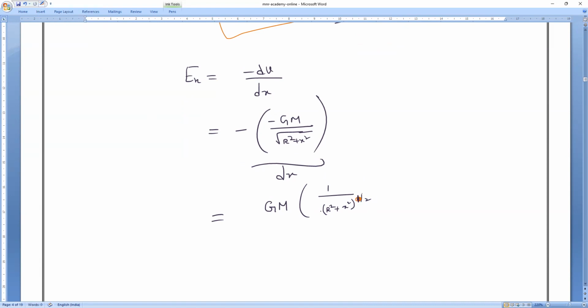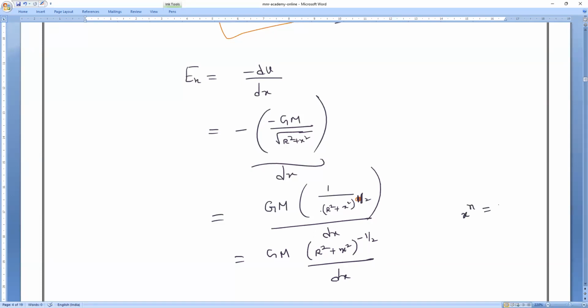So if I write the 1 by 2, now if I write a inverse, what will happen? Divided by dx. Yes, please respond. So Gm into, this will turn into what? R square plus X square power minus 1 by 2, divided by dx. Will you all agree with me, everybody? Yes, sir. Yes, now we know the formula.